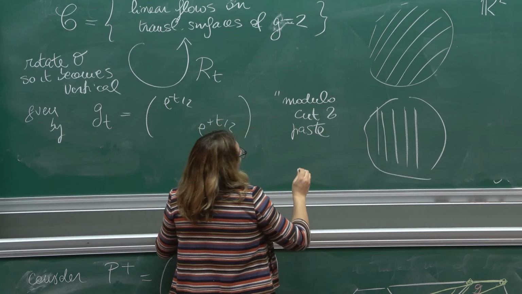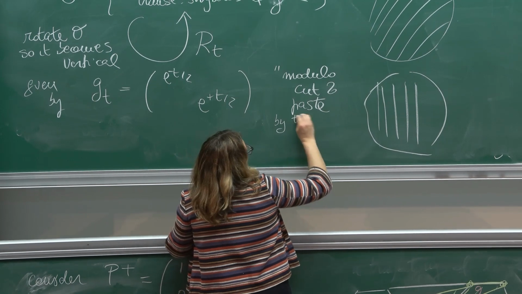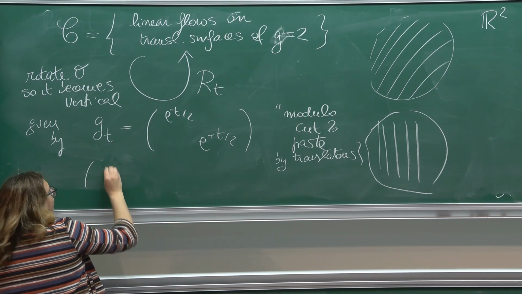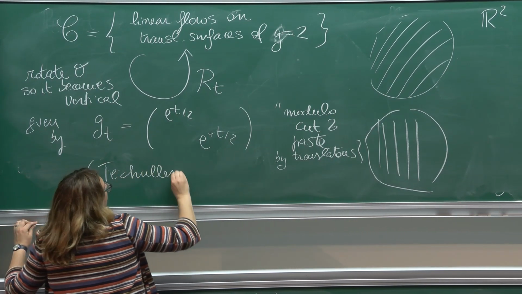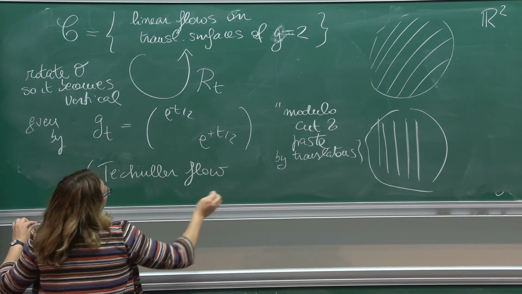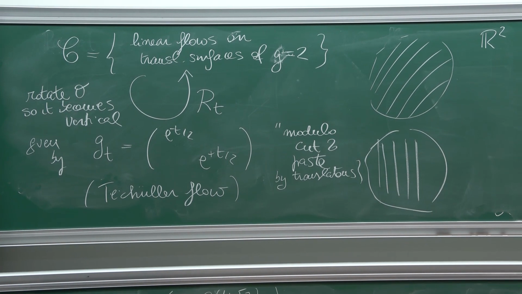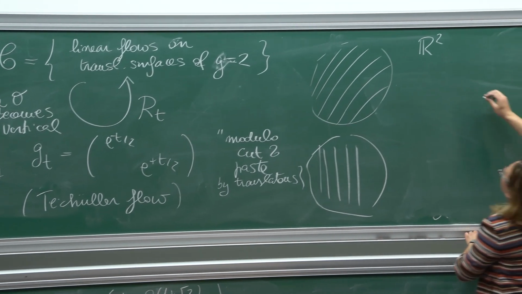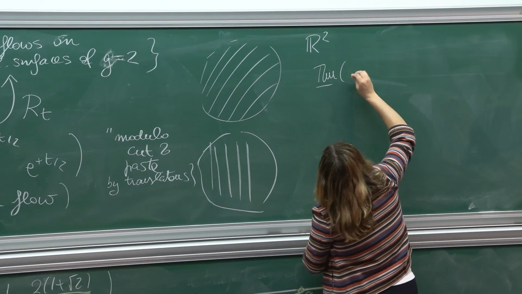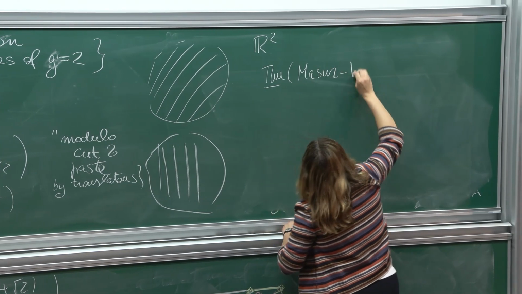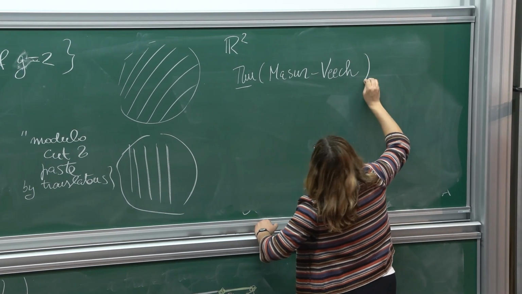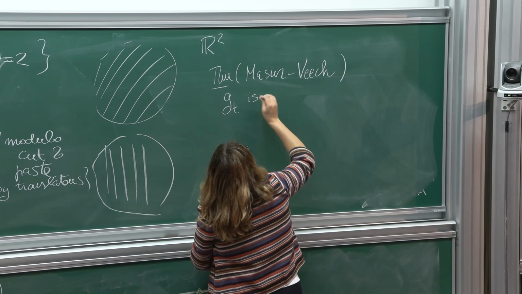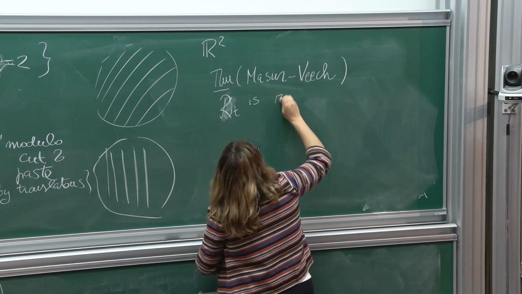Otherwise, it would be a completely trivial deformation, cut and paste by translations. And this actually has a fancy name. This is the Teichmüller flow. This deformation is called Teichmüller flow on the space of translation surfaces. And the fact that I can renormalize every direction is a theorem of Howard Masur and William Veech from the 80s that tells you that this renormalization is recurrent.